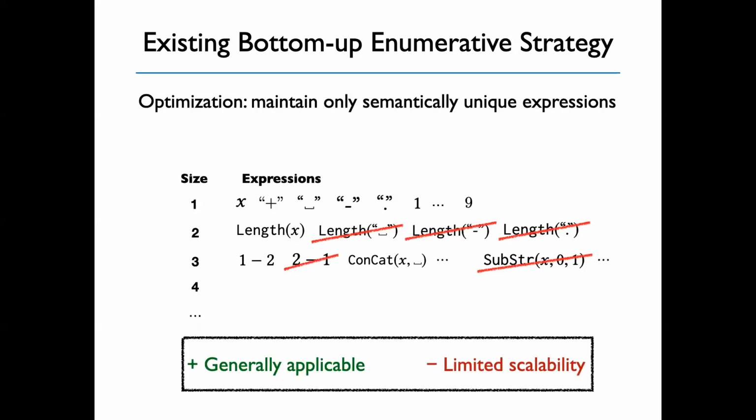During the enumeration, they prune the search space using observational equivalence with respect to a given set of input-output examples. For example, two programs, 2 minus 1 and integer 1, generate the same output. Only the smaller expression 1 is maintained and used for constructing larger candidates. While this simple strategy is generally applicable for almost all kinds of synthesis problems, it often does not scale.